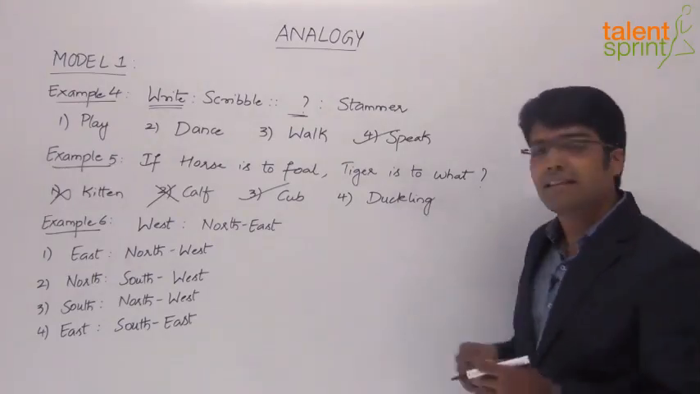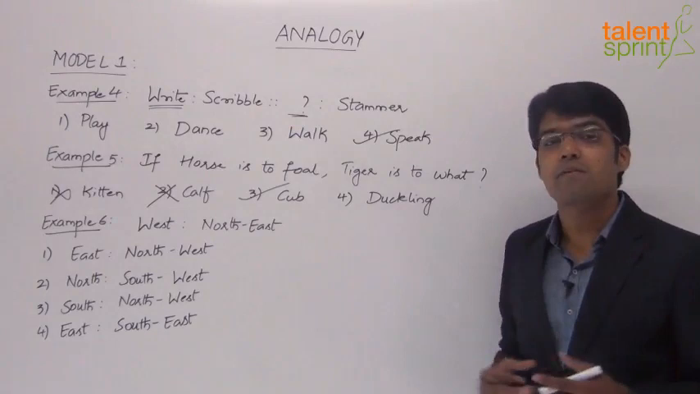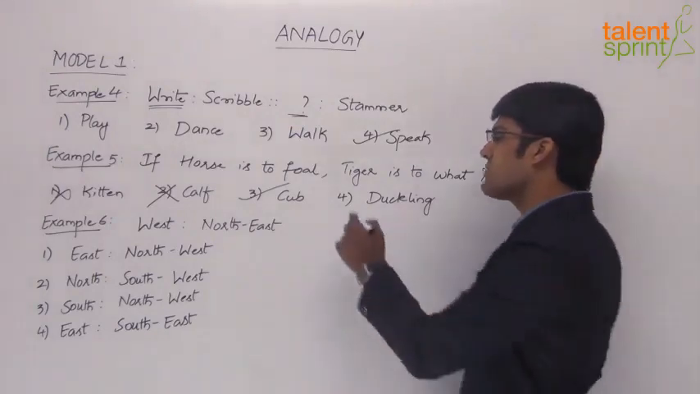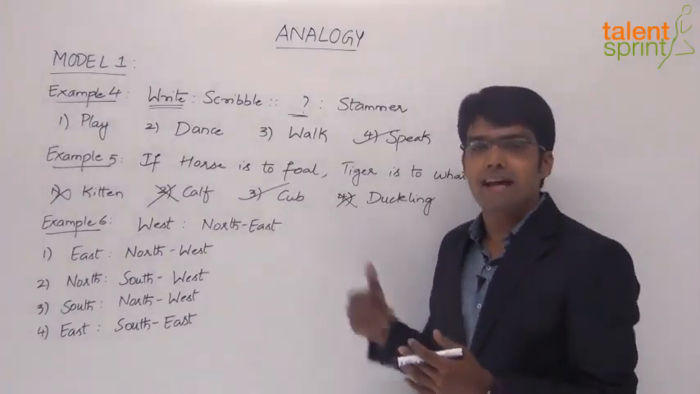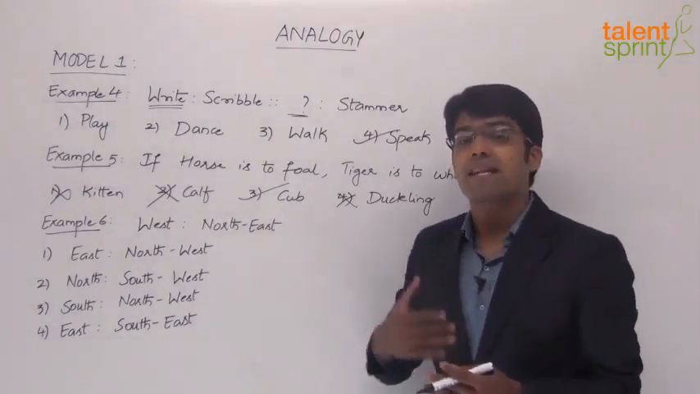What is fourth option? Duckling here. Duckling is what? Duckling is the younger one of a duck, right? So fourth option also gets ruled out. So that's how you can sometimes eliminate the options to get the right answer. But again, we need to understand the given words properly.